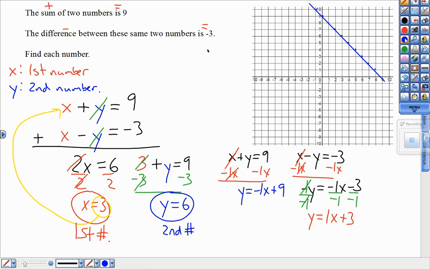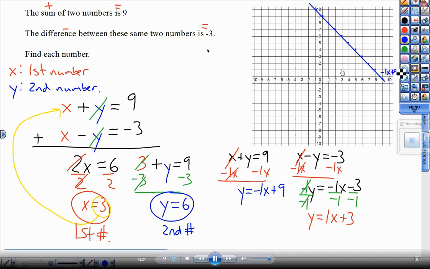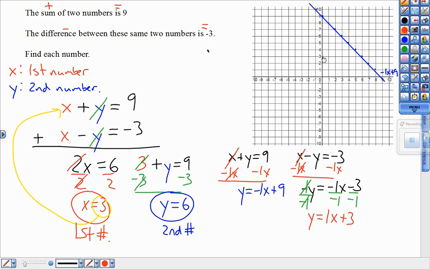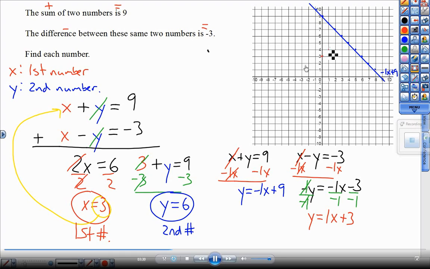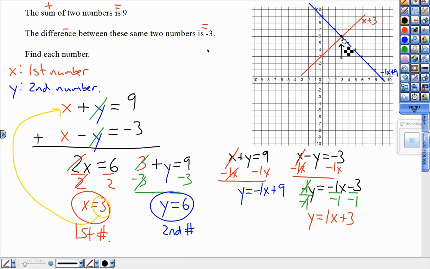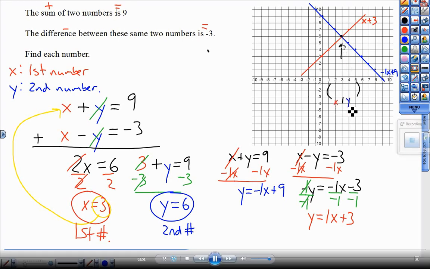My equation in red: start at 3 on the y-axis, and then from there 1 over 1, right 1, up 1, right 1, up 1, right 1, up 1. Draw your line through them. For solving a system of equations, I'm looking for only that point where they intersect. That point which matches up is 3 for x, the first number, and 6 for y, the second number. Again, this is my x-axis, y-axis.